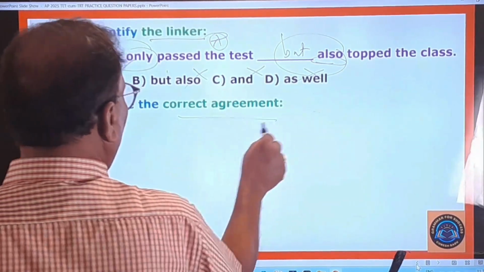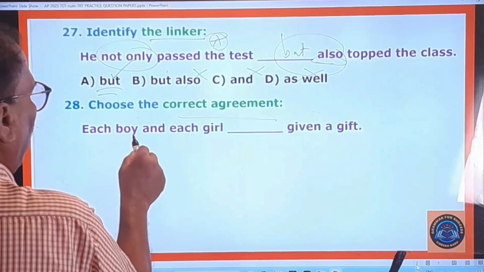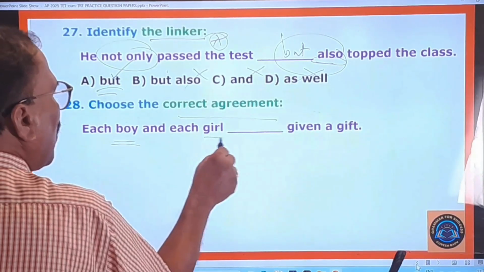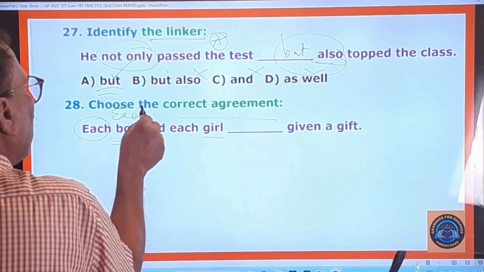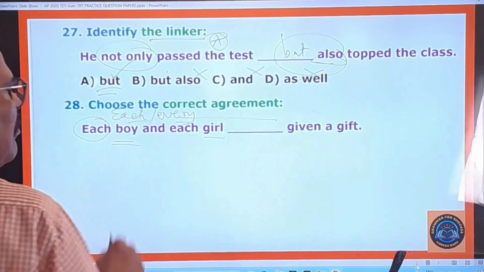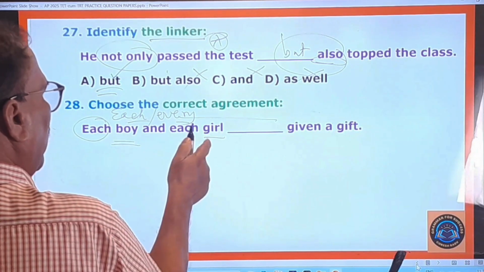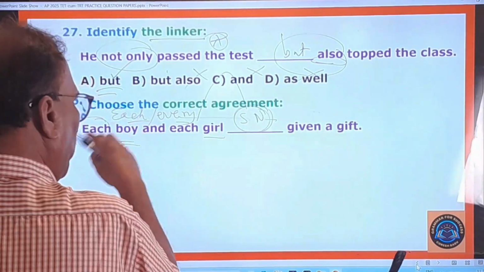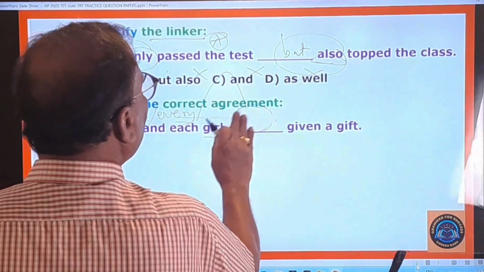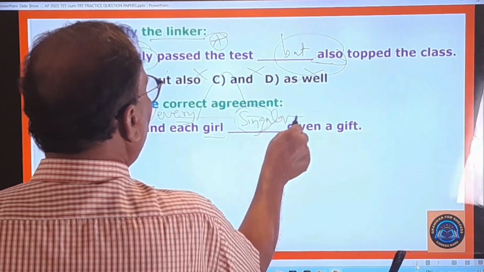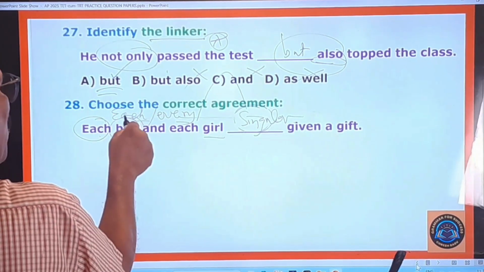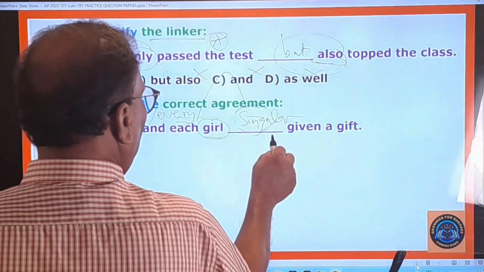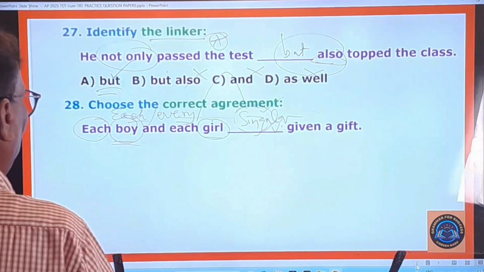Choose the correct agreement. Correct agreement means each boy and each girl dash given a gift. Remember, whenever two singular nouns are followed by each or what is that? Every. Each or every, then the helping verb must be only in the singular number. Okay, the helping verb after this must be singular. Each boy, you are taking one boy, you are taking one girl separately, individually, and therefore here there must be a singular verb.